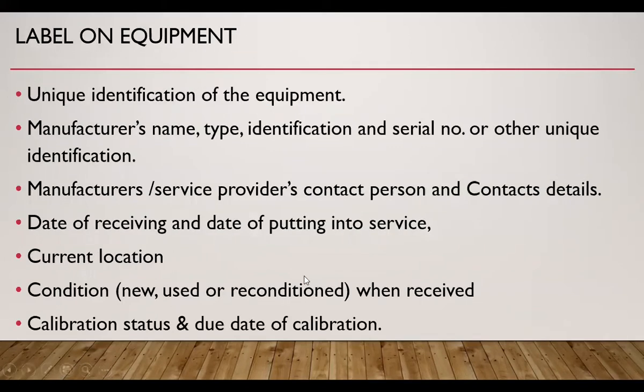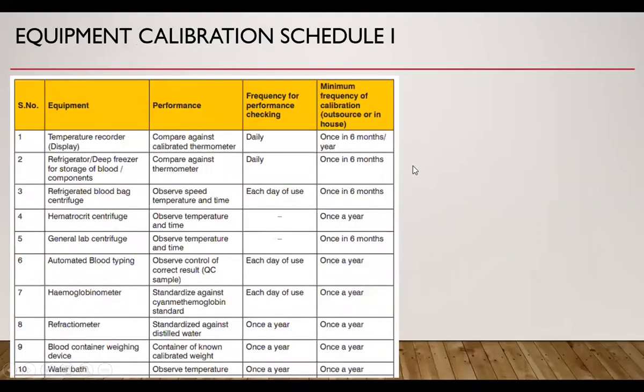Each equipment should have a label on it, and the contents of the label are as follows: unique identification of the equipment, manufacturer's name, type, identification, serial number, manufacturer's or service provider's contact person name and contact details, date of receiving of equipment and date of putting into service, current location of equipment, condition, whether it is new, used or reconditioned, calibration status and due date of calibration. So this should be labeled on the equipment itself. These are the schedule for equipment calibration.